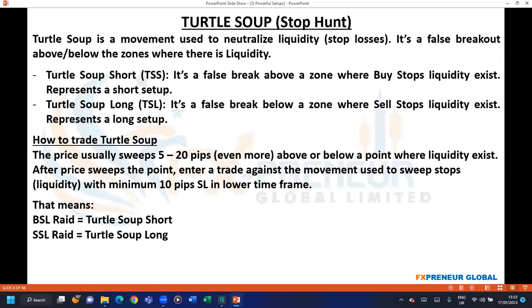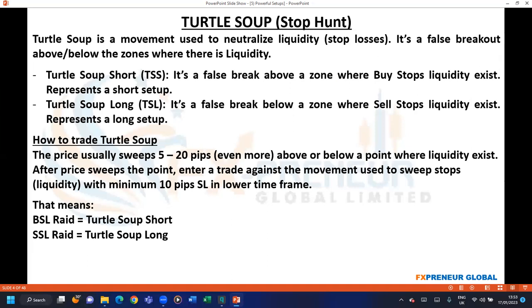How to trade turtle soup? The price usually sweeps 5 to 20 pips, even more, above or below a point where liquidity exists. After price sweeps the point, enter a trade against the movement used to sweep stops, with minimum 10 pips stop loss in lower time frame.